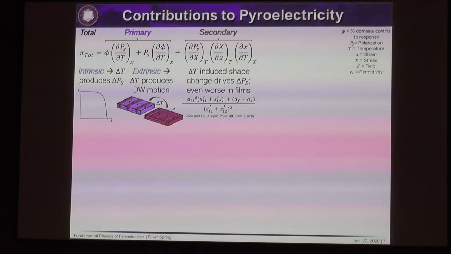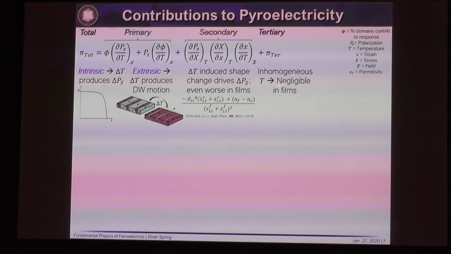You can also have other contributions, things like tertiary effects. This is coming from inhomogeneous temperatures inside of your material. I generally try to avoid this because it's small and hard to measure, and so we purposely try to get the temperature as consistent across the thickness of the film as we can. So we have less than about 1 or 2% deviation in the temperature profile across the thickness of our films based on the device setups that we use. So we can typically ignore this.